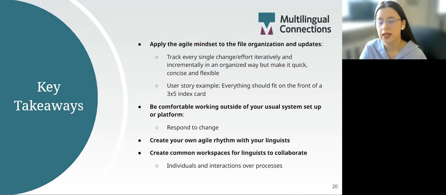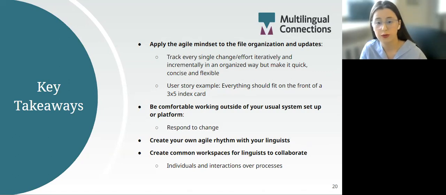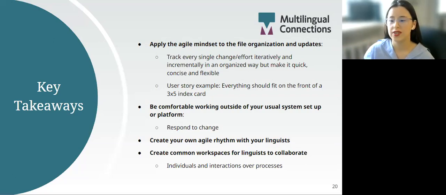I personally see it from a user story example. This is a practice in Scrum as well. It's basically a description of features of a software, but they are written from the perspective of an end user or a user of the system. And all those features should fit on the front of a 3 to 5 index card. So tracking those changes, tracking those efforts in such a way, in a concise and quick way, is very important. And it really plays the whole effort on the PM side in an efficient way as well.